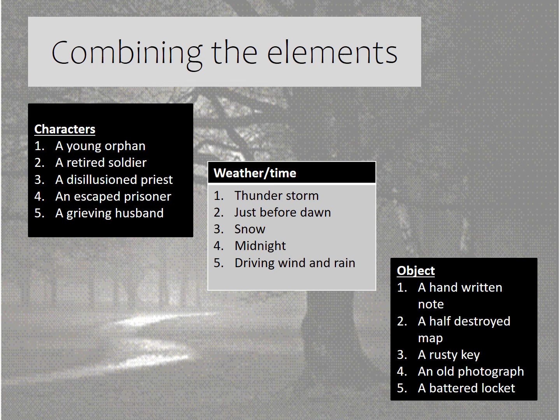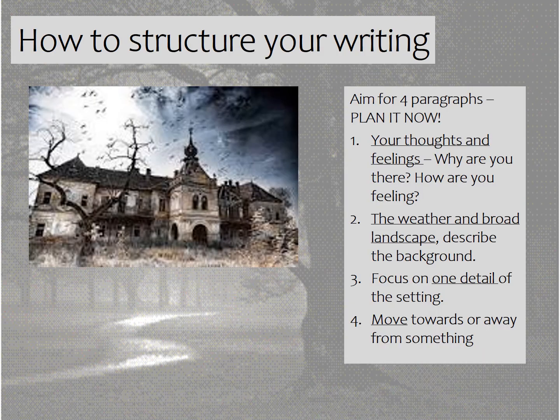But the characters and the weather and time will help you to set the mood for whichever you're going to be doing. So make sure you write down the elements that you've picked. So it might be an escaped prisoner in a thunderstorm and a rusty key. Okay, so they might be the 3 elements that you're going to try and combine together to make a piece of writing. So make sure you've got those jotted down.